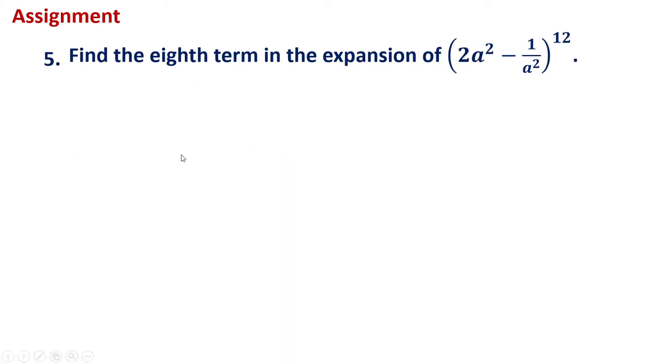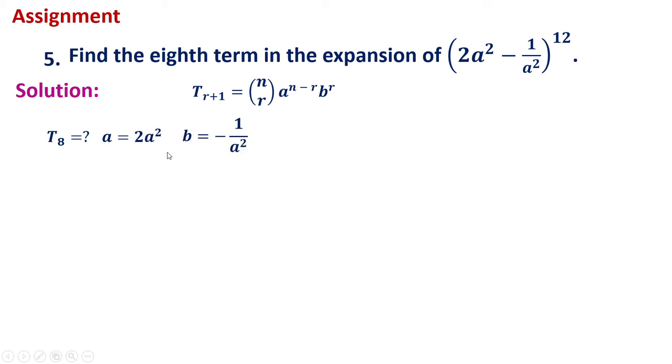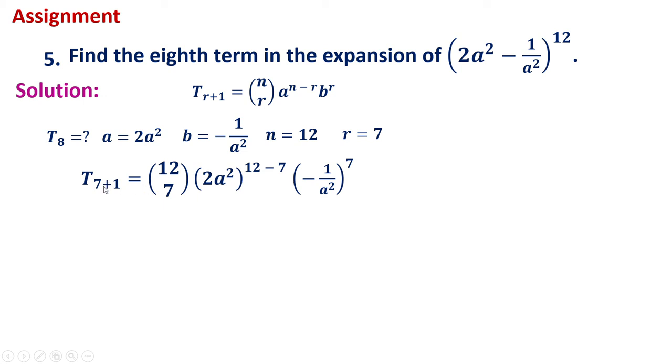Okay, next, we're looking for the 8th term, the expansion of the 8th term. So, the formula na tatandaan nyo yung rth term or T sub r plus 1 equals n over r, a to the n minus r, b raised to r. We are looking for the 8th term. So, this will be 7 plus 1. Di ba? Yan. Yung a natin, ito. Yung b natin yon. n is 12. r is 7. So, 7 plus 1. This one is 12 over 7. 12 and 7 for the n and r.